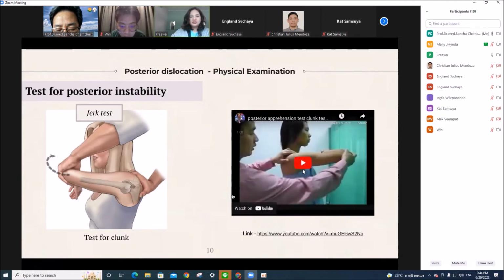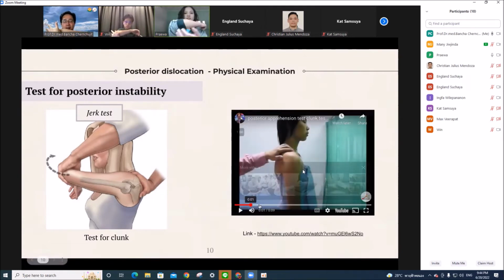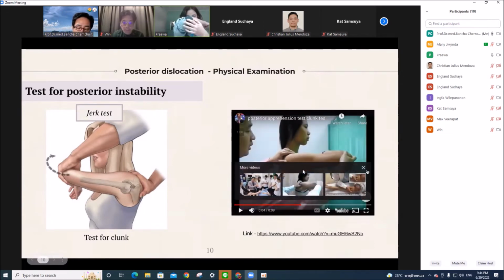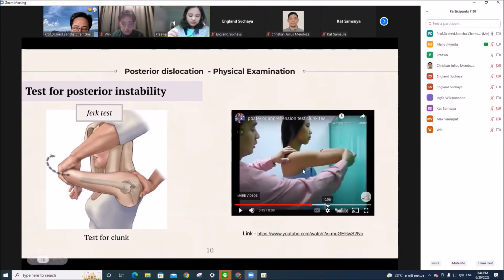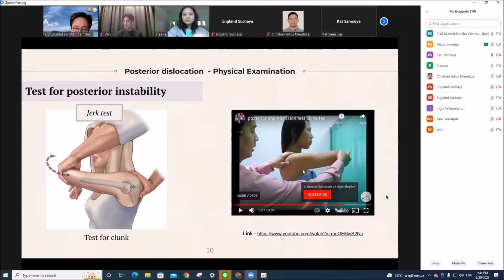So you elevate 90 degrees, right? And then perform axial loading to the elbow, like this, okay? And then the patient would feel pain. So we call this the jerk test or the posterior apprehension test. I found a video of the relocation test, sir.